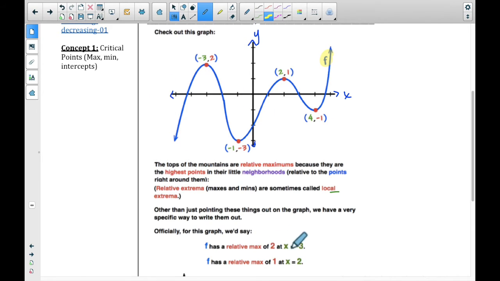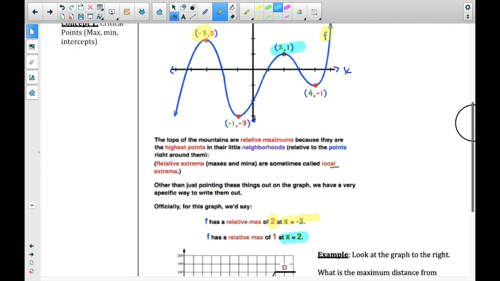We could say F has a relative max of 2 at x equals negative 3. Okay, where is it? X equals negative 3. How high is it? It's at 2. Okay, let's take a look at another one. Next sentence, very similar. F has a relative max of 1 at x equals 2. Where is it? It's at 2. How high is it? Up to 1. Okay, so we're answering 2 questions.